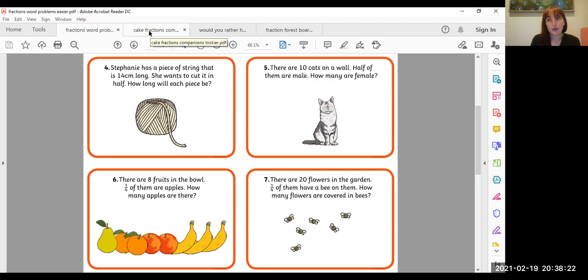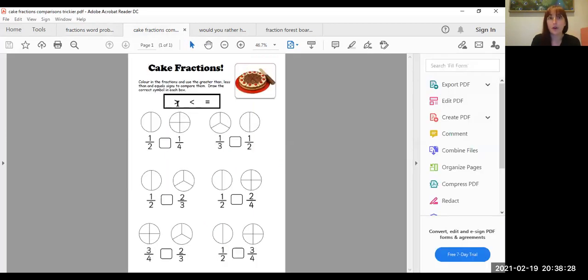So this is a little bit trickier. We're going on to comparing those fractions now using the greater than, less than, and equal signs. I've got them written at the top for you so that you know what they look like. And it says, colour in the fractions and use the greater than, less than, and equal sign to compare them. Draw the correct symbol in each box.